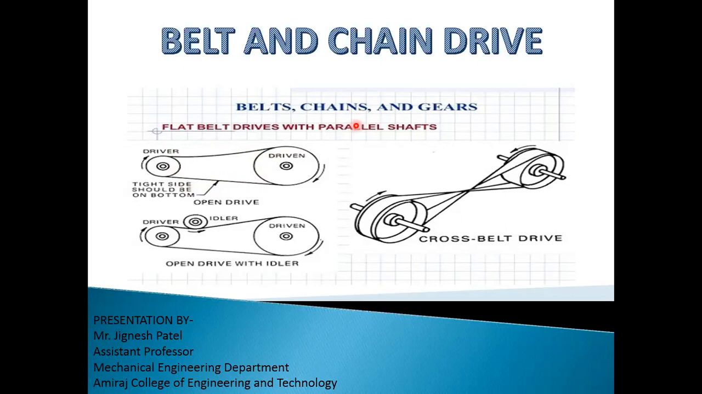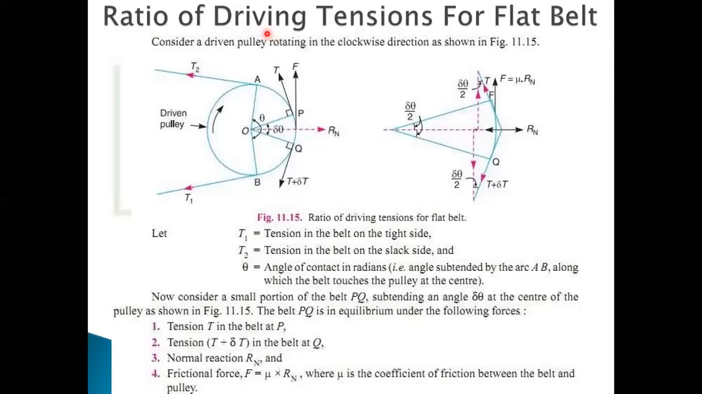Also, we are going to derive the equation for the maximum power transmission condition during the belt drive, right? So today we are going to study this. First, the ratio of driving tensions. First is the ratio of driving tension for the flat belt drive, right? The equations are different for the flat belt drive and the V belt drive. So we are going to derive the equation of the ratio of driving tension for the flat belt, right?